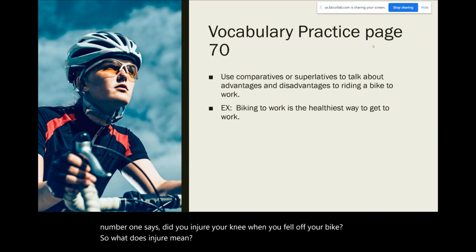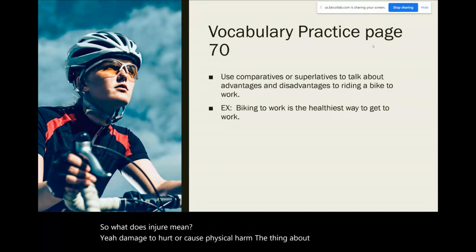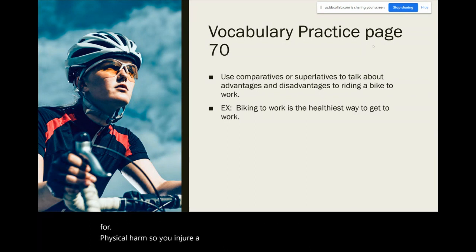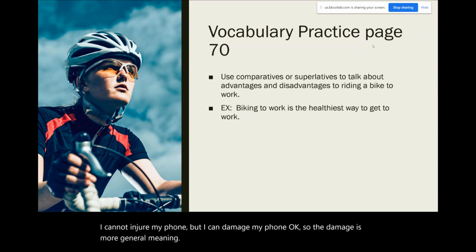It is like damage. Yeah, damage, to hurt or cause physical harm. The thing about injure is it's only for physical harm. So you injure a person. We can't injure a car, but we can damage a car. I cannot injure my phone, but I can damage my phone. Okay? So damage has a more general meaning. Injure is just for people.